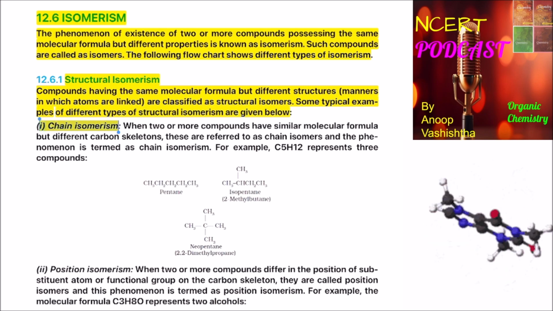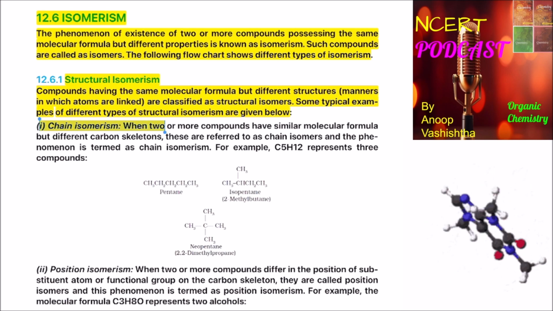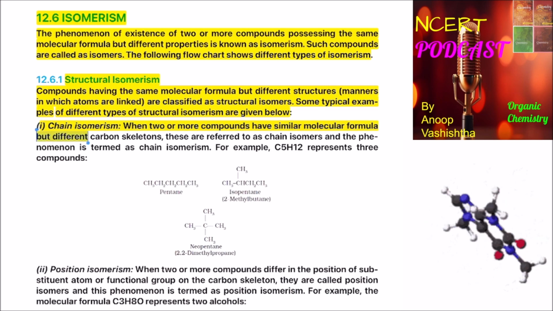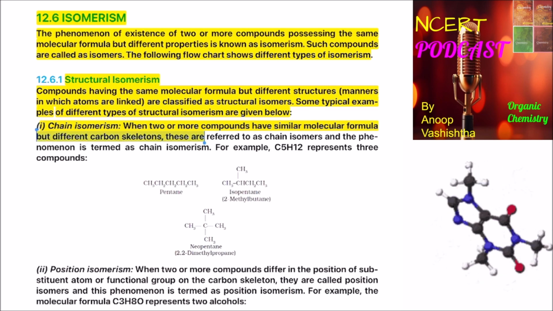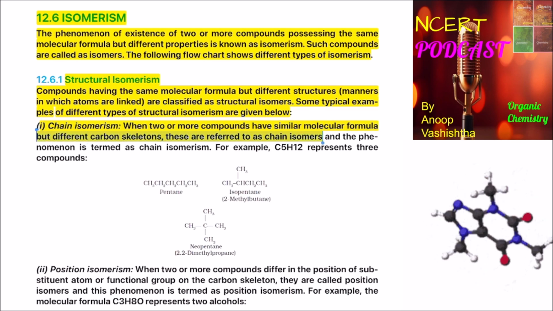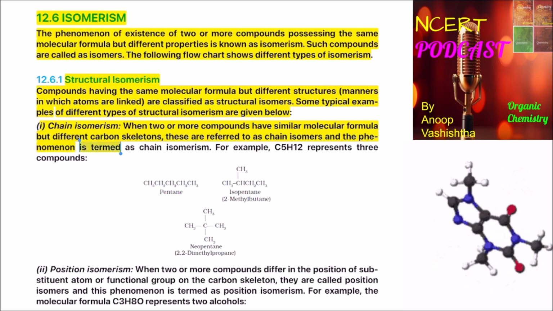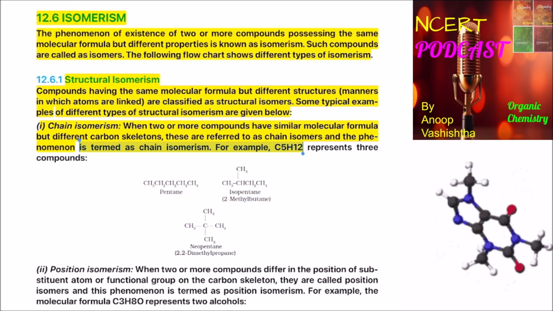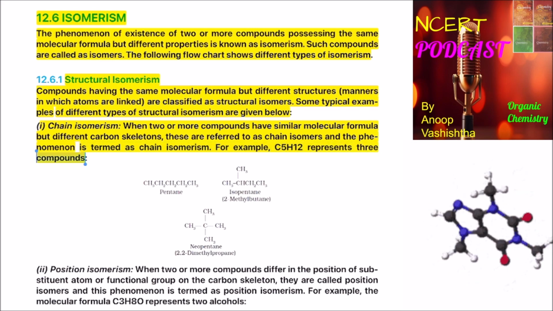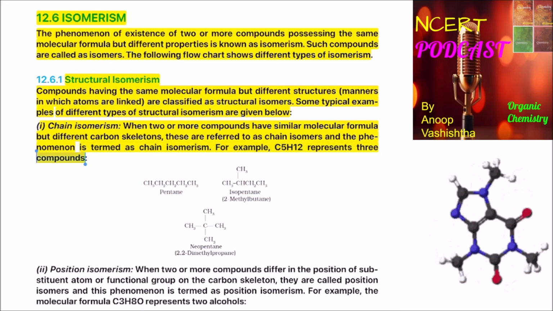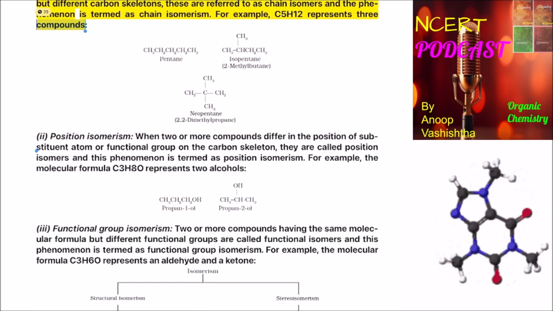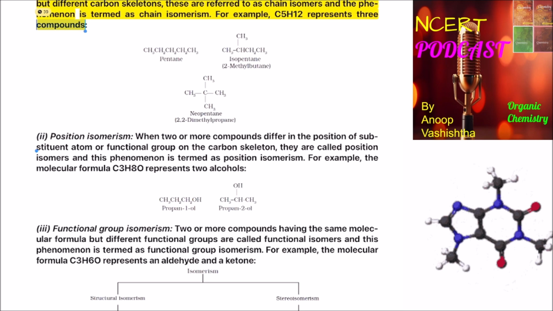First, chain isomerism. When two or more compounds have similar molecular formula but different carbon skeletons, these are referred to as chain isomers, and the phenomenon is termed as chain isomerism. For example, C5H12 represents three compounds: pentane, isopentane, that is 2-methylbutane, and neopentane, that is 2,2-dimethylpropane.